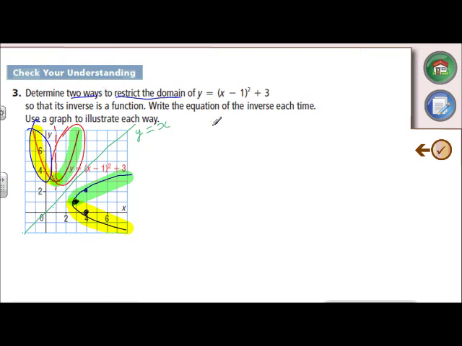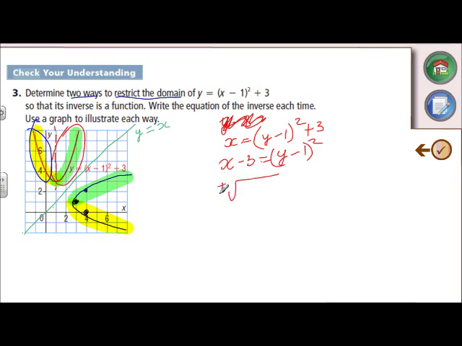And we need to get an equation of it. So let's get the equation of the inverse. Switch the x and y first. x equals (y minus 1) squared plus 3. Subtract the 3. x minus 3 equals (y minus 1) squared. Square root both sides. When you take the square root, you get the plus and minus. Plus or minus the square root of x minus 3 equals y minus 1.